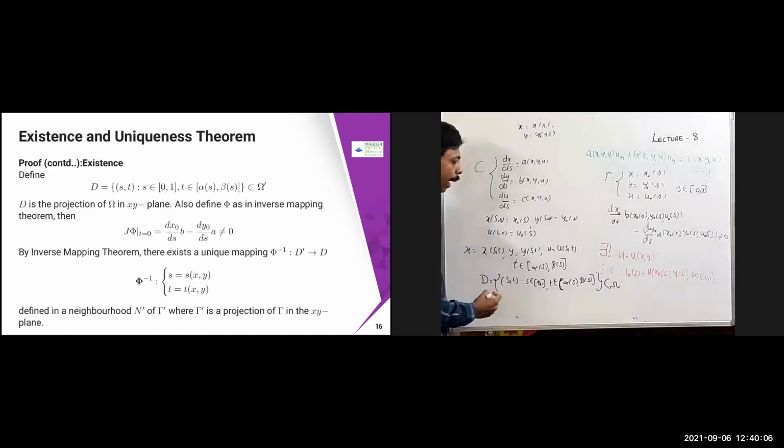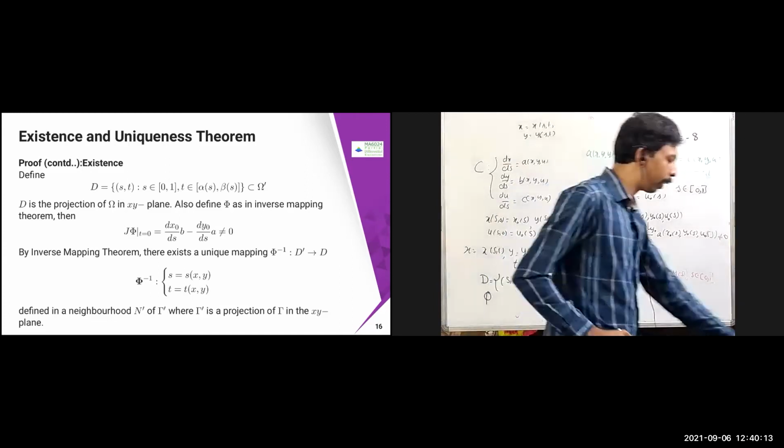Now we define pi, so the inverse as in the inverse mapping theorem. Okay, as in the inverse mapping theorem, means you have to define it like this.